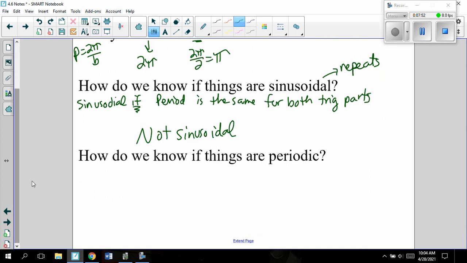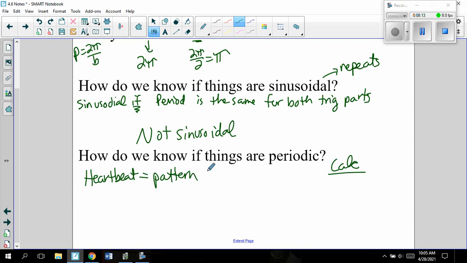Okay. How do we know if things are periodic? This part is a calculator part because you're going to want to see a picture. Periodic is another way to think about it. Think of a heartbeat. We'll describe it as a pattern repeating.